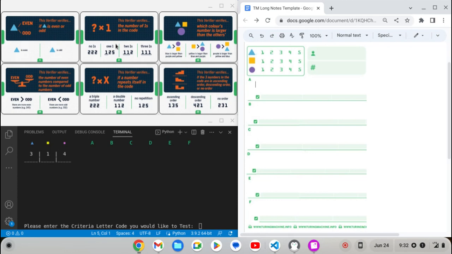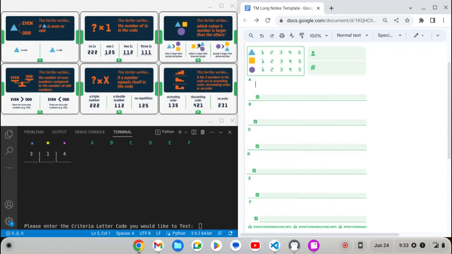Criteria card B looks at our 3-digit solution, and the Turing machine will let us know how many of those three digits are 1. Are there no ones? Is there a single one? Perhaps there's 2. Maybe all 3 of them are 1.